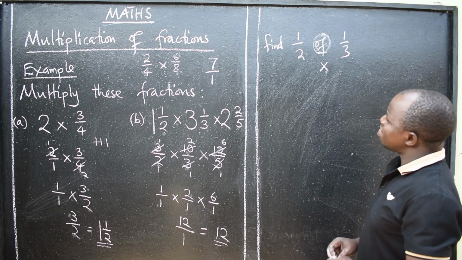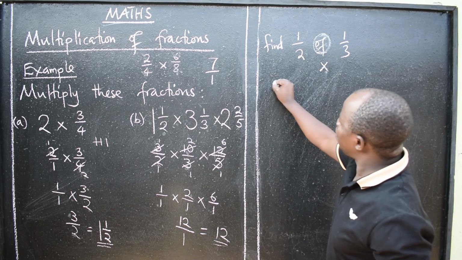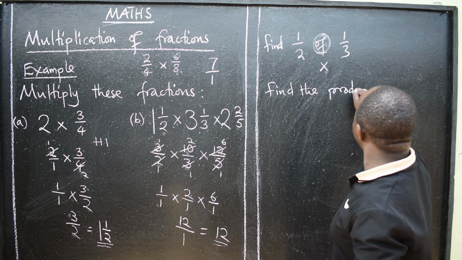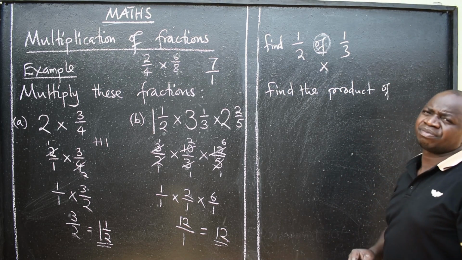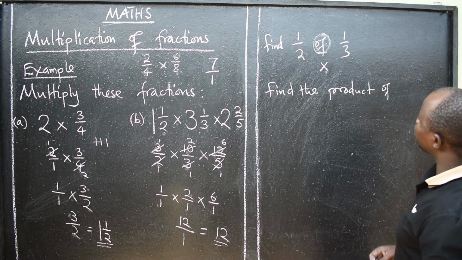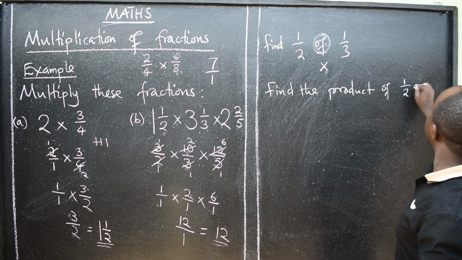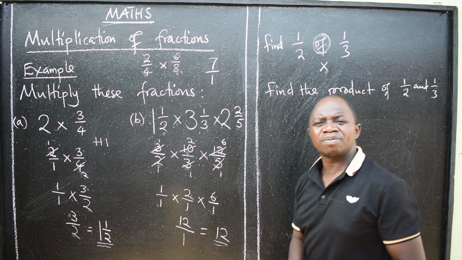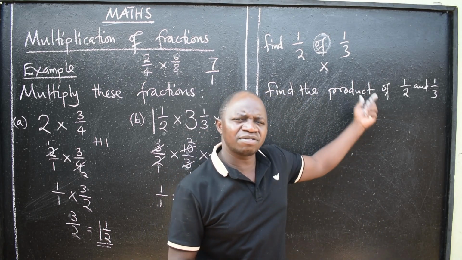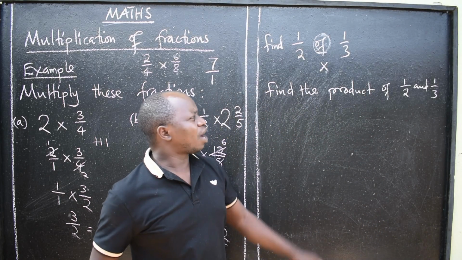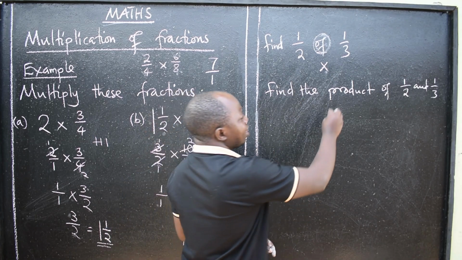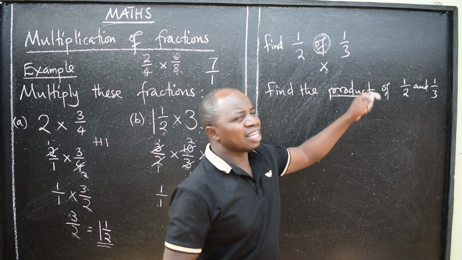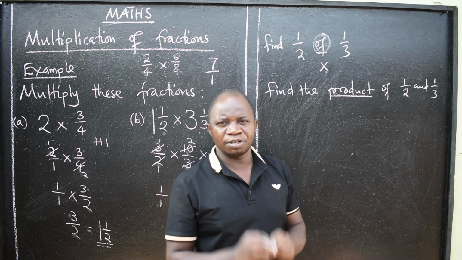Okay? Then the other thing that I want you to know is when they use this English, find the product of, let's say find the product of 1 over 2 and 1 over 3. Find the product of that. What are you supposed to do? Are you going to add, subtract, divide, or multiply? You are going to multiply. Why? This way, product means times. It is the answer that you get when you multiply.